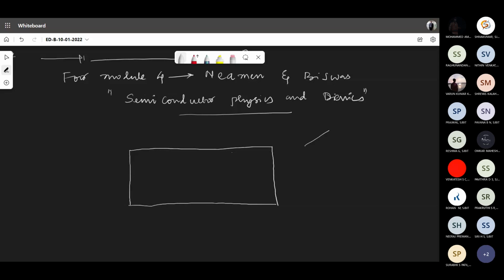So what I'm writing here is what is called a MESFET.